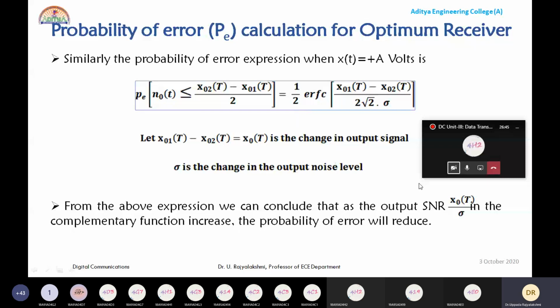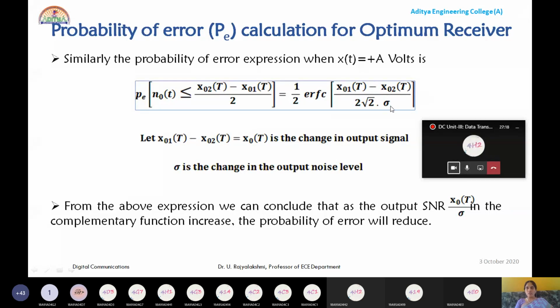Now what is x naught of t? Here x naught of t is the change in the output signal levels. That is x naught 1 of t minus x naught 2 of t. This is the change in the output signal level, because we represented x as the signal and x naught as the output signal. So x naught 1 minus x naught 2 of t is the change in the output signal, let it be equal to x naught of t.